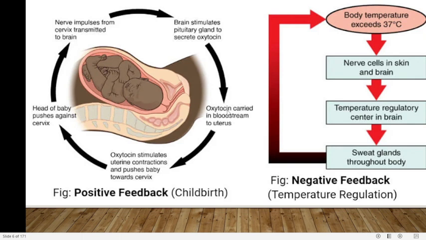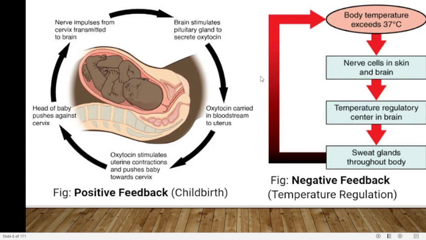Oxytocin is normally carried in blood to the uterus, and when that happens, it further stimulates the uterus, and more contractions are generated, and the more contractions, the more they push the baby towards the cervix. So this one is a positive feedback, guys. An increase in oxytocin leads to a further increase in oxytocin, and that makes it a positive feedback.